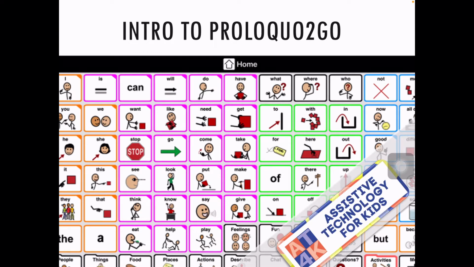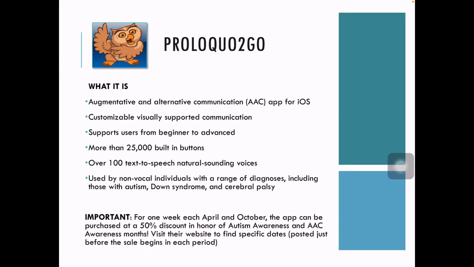This is Intro to Proloquo2Go. So what is Proloquo2Go? It's an AAC app, and AAC stands for Augmentative and Alternative Communication. That's for iOS, so that means you can use it on your Apple devices like an iPad or an iPhone, but not on Android or Windows. It's a customizable, visually supported communication app that supports users from beginner all the way to advanced.